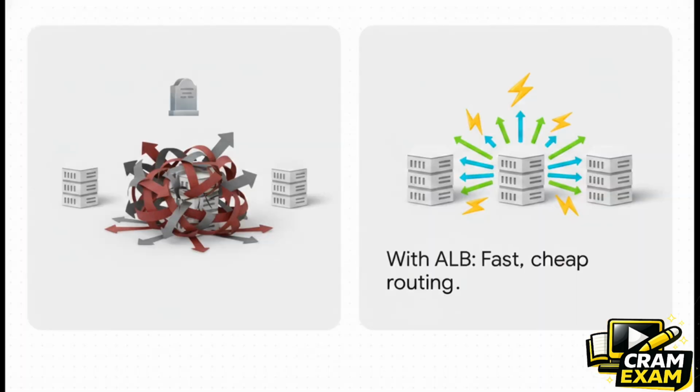What happens if you don't use it? Well, one single server gets 99% of the traffic and completely dies from the overwhelming load, while the rest of your expensive servers sit completely idle. The trade-off for using one? ALB is incredibly fast. It is extremely cheap at massive scale. But it is just a router.